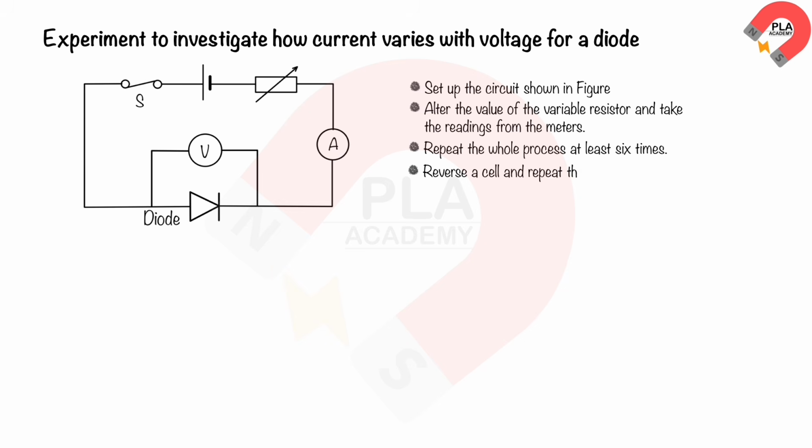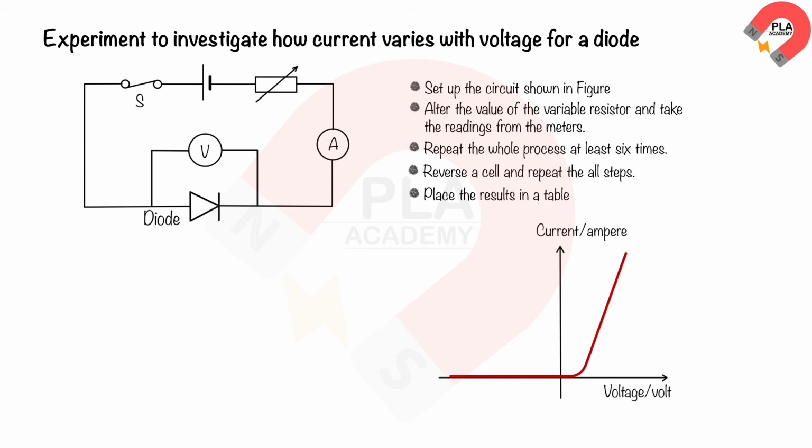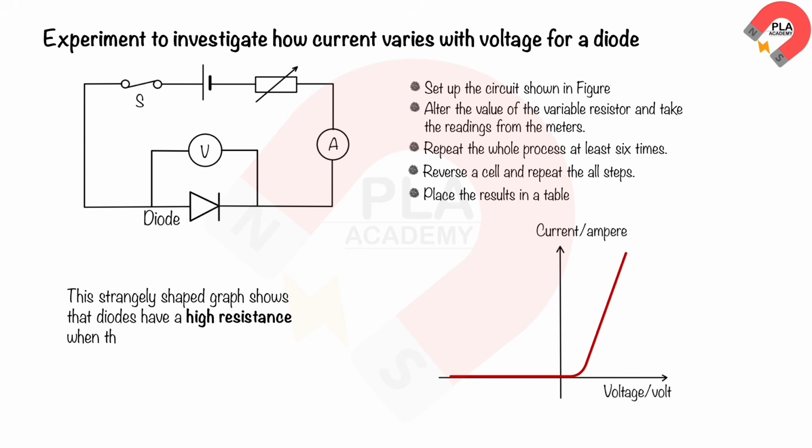Reverse a cell and repeat all the steps as before. Place the results in a table and draw a graph of current against voltage. This strangely shaped graph shows that diodes have a high resistance when the current is in one direction, and a low resistance when it is in the opposite direction.